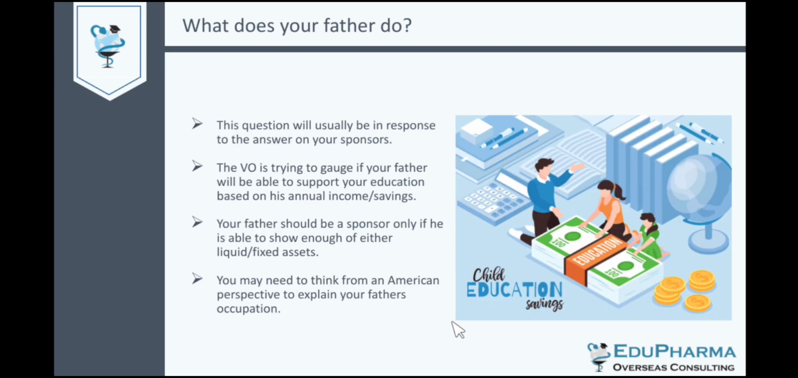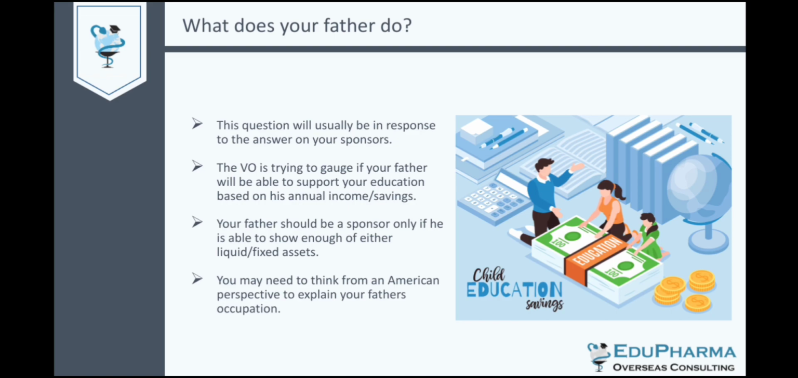Okay. So the next question, as you can expect, is what does your father do? Now this is more likely to come when you say that your father is your sponsor, and the visa officer is just trying to assess if this program is going to be affordable, or how much your father's savings are, or what kind of work he does. Based on that, they would be able to estimate how much your father would be able to support.